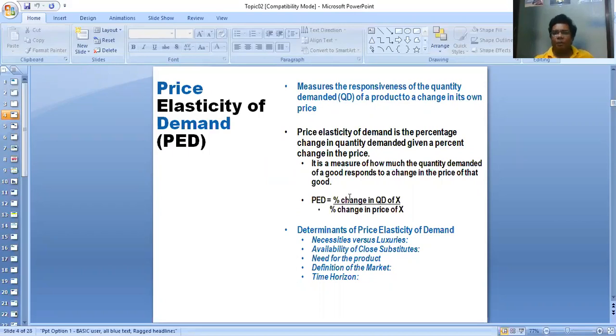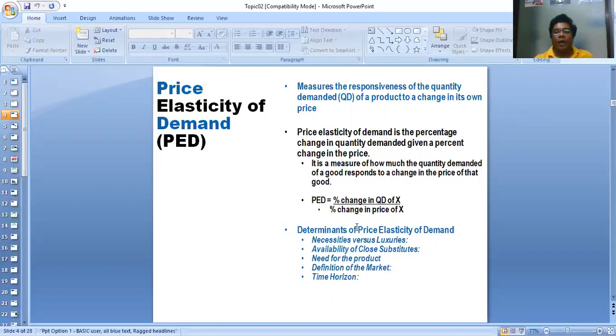What are the determinants of PED? The determinants are necessities versus luxuries, number of close substitutes, relative expense of the product or need for the product, then market structure. It means, is it a perfect or imperfect market? Then time length, like in the short run or long run. These are the factors or determinants which influence PED.